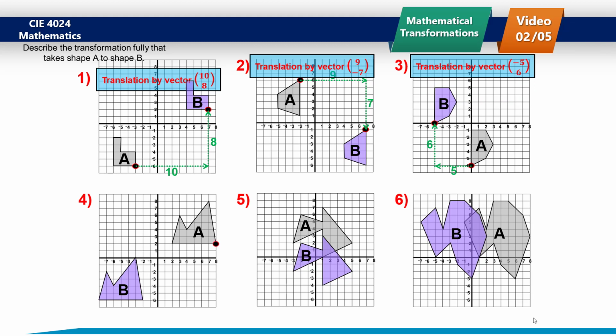Question number 4, I will again take the corresponding vertices, and we can see it's moving leftward by 10 units and downward by 8 units. So it's translation by vector -10 and -8.